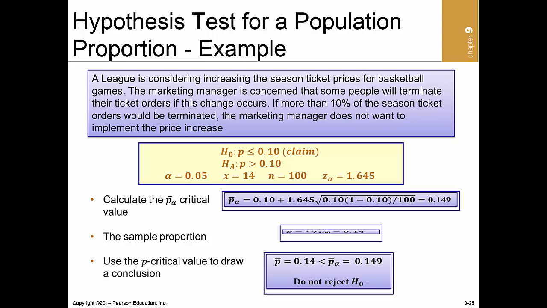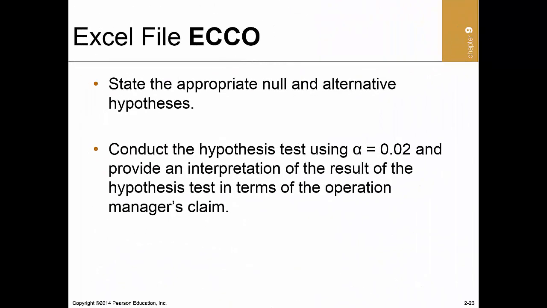Alternatively, we could compute a p-value off of p bar of 0.14 and compare that to alpha. So in this case, we would expect to have a p-value larger than our alpha of 0.05. Alright, go ahead and open the Excel file Echo and answer the following questions.